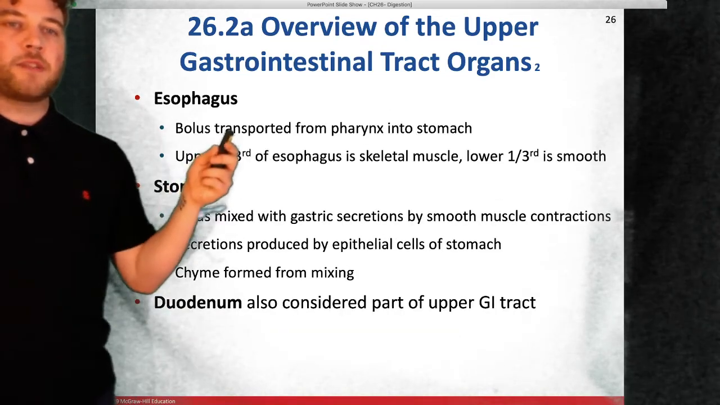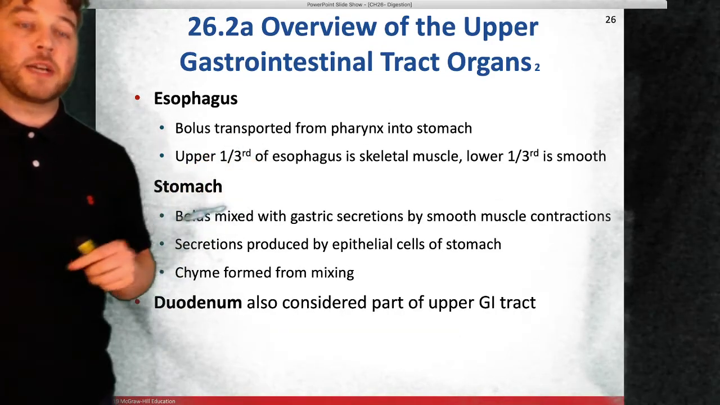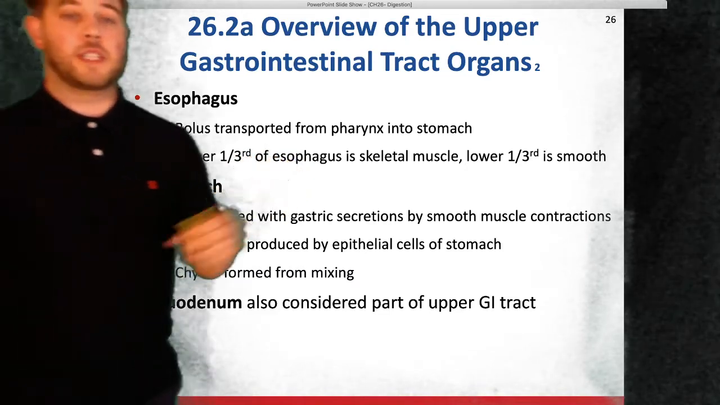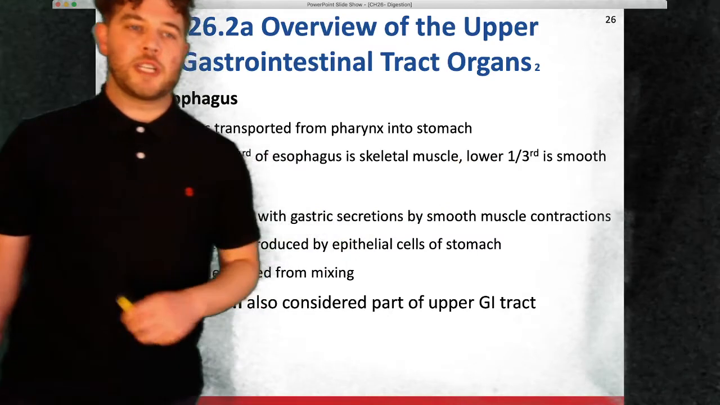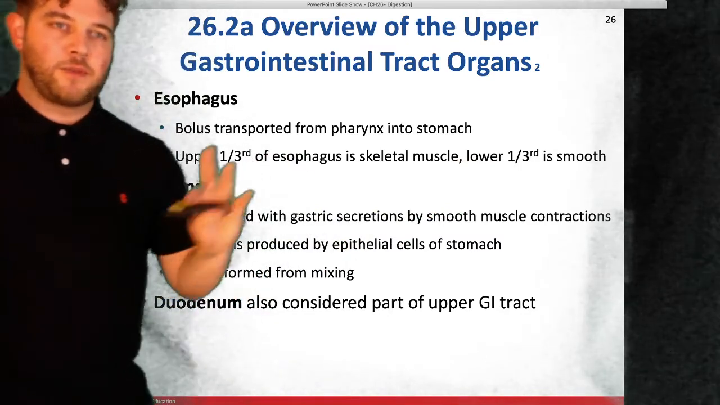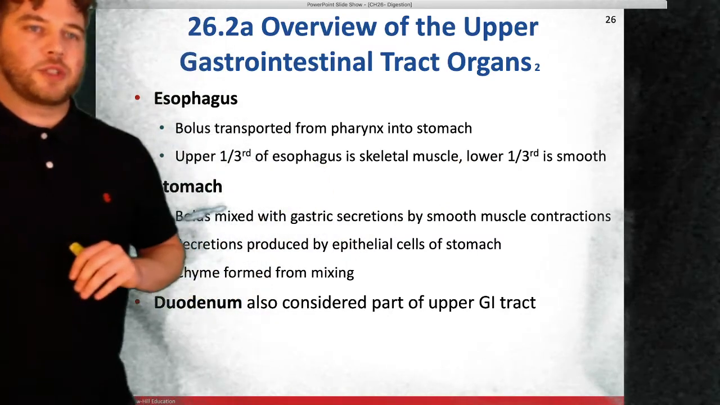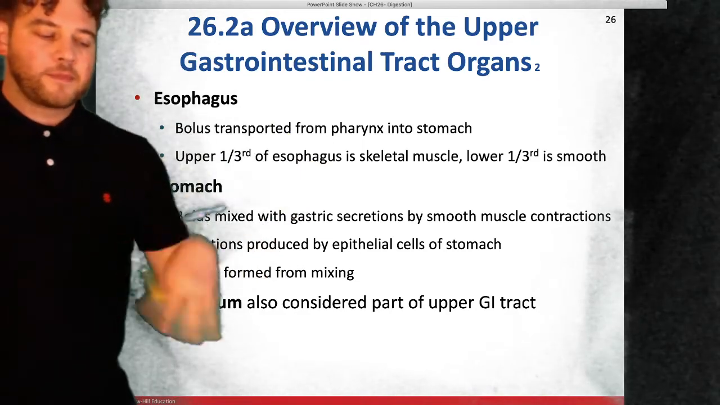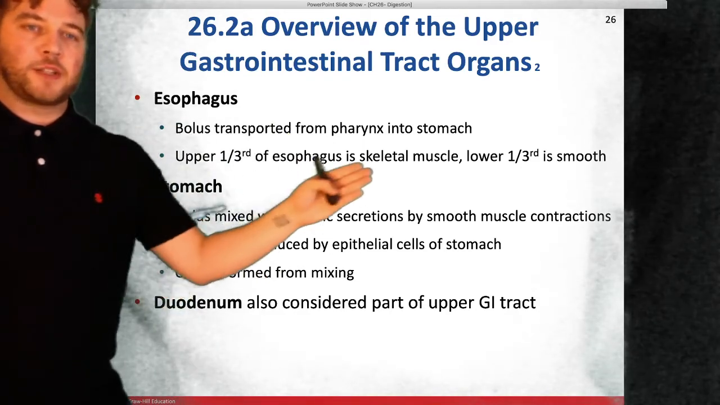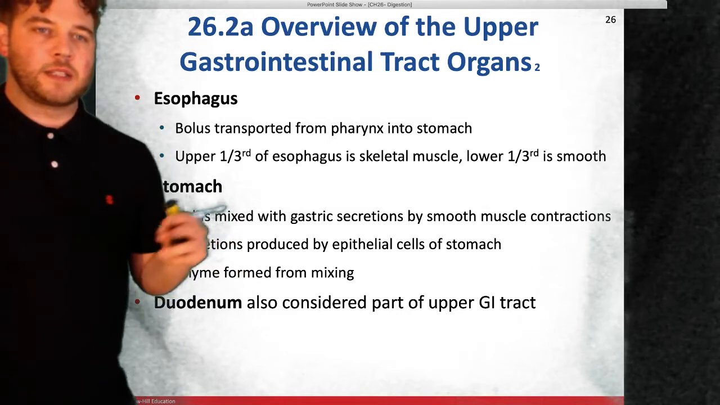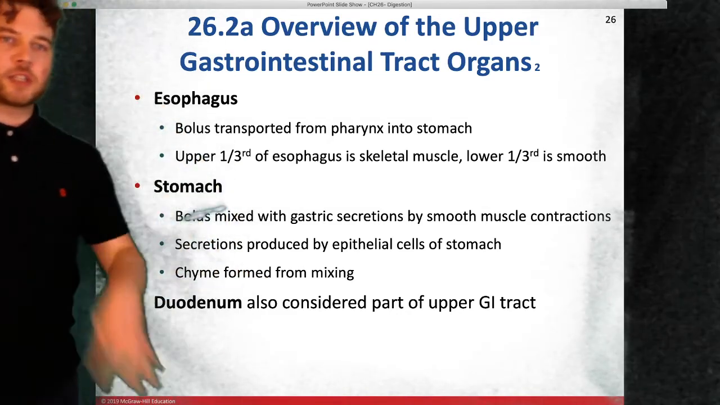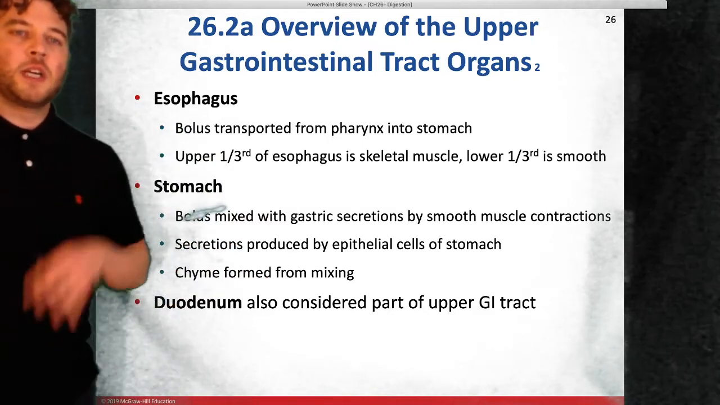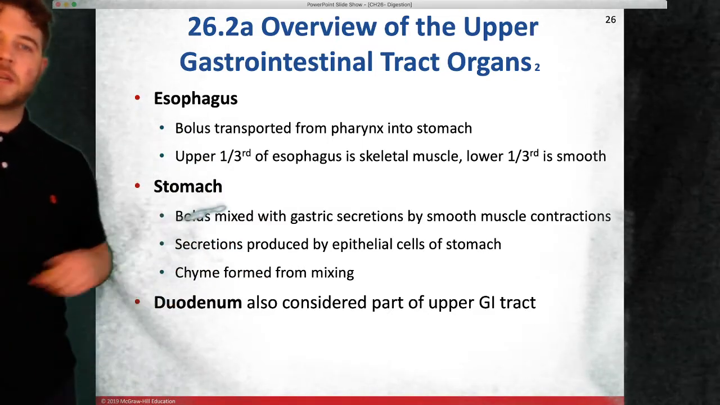It moves then into your esophagus, which transports the bolus from the pharynx to the stomach. The upper third of the esophagus is skeletal muscle, and the lower third is smooth. We'll see that there are voluntary and involuntary portions to swallowing, but this skeletal muscle is still involuntary. It's skeletal so that it can go in one direction, and then the lower third, being smooth, will make sure it goes the best way into the stomach.